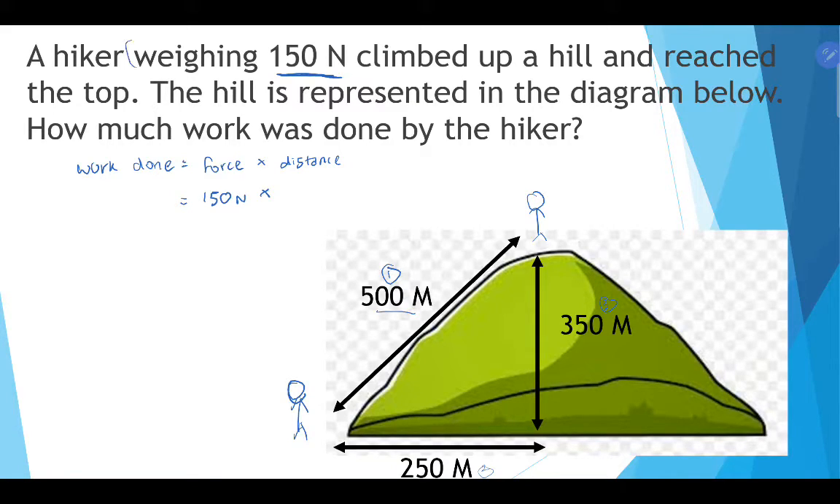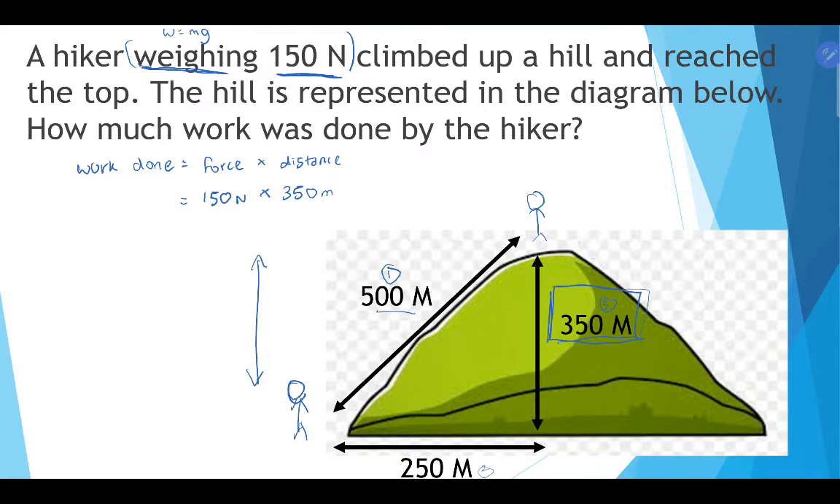So let's look at the question again. The hiker is weighing 150 newtons. So the first thing you're looking at is the weight. Weight is equal to mg, if you remember from your previous physics topic. Because weight is equal to mass times gravity, here the force that is actually making the person move is gravity. The force direction is going up and down. The one that is going up and down is distance number 3, which is 350 meters. So you put that in.